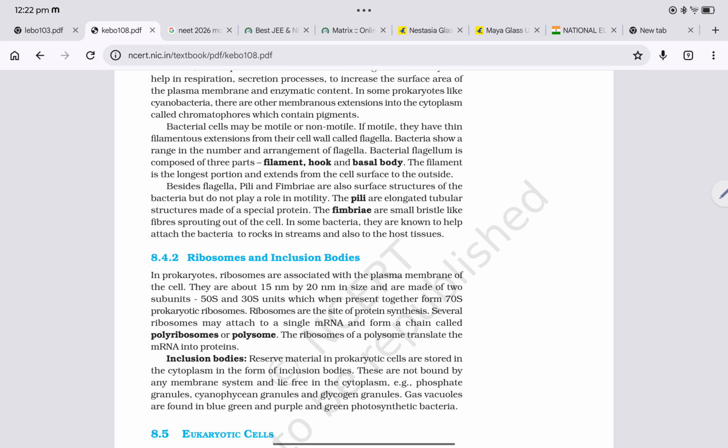Ribosomes are the site of protein synthesis. Several ribosomes may attach to a single mRNA and form a chain called a polyribosome or polysome. The ribosomes of a polysome translate the mRNA into a protein.